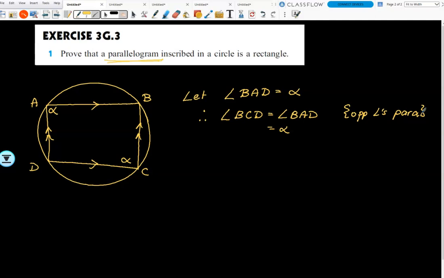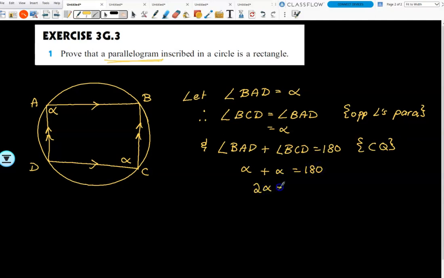Why? Think about the topic we've just started. It's a cyclic quad, is it not? Because all four edges touch the circle. So we can also say that angle BAD plus angle BCD has to equal 180 because it is in fact a cyclic quad. Agreed? So therefore alpha plus alpha equals 180. Last time I checked, that means 2 alpha equals 180. Therefore alpha is 90.